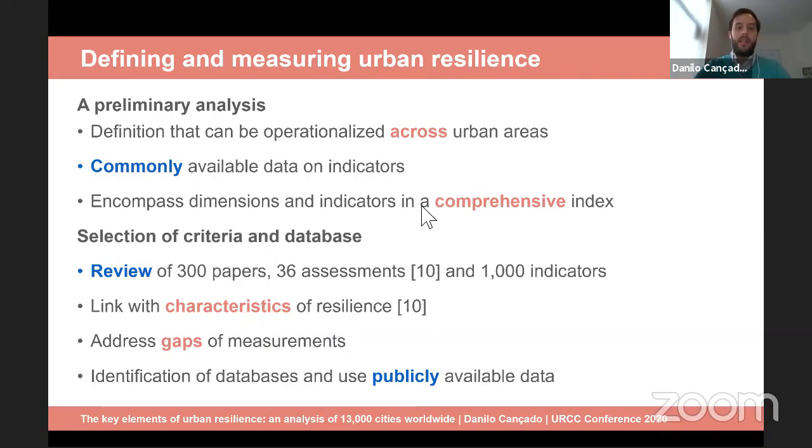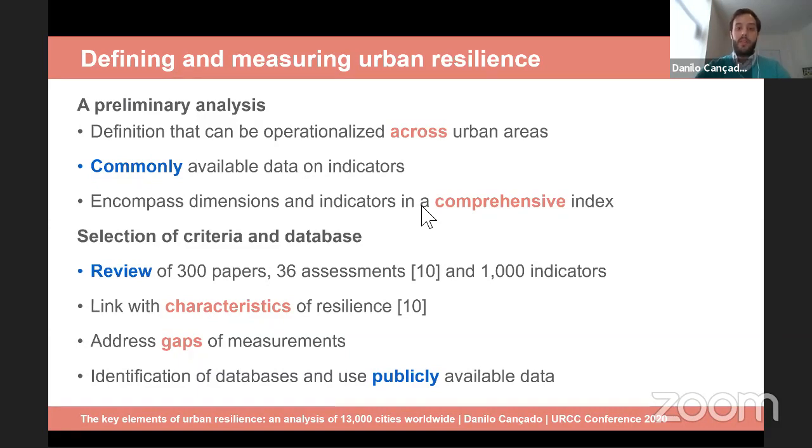This research can be described as a preliminary analysis to quantify a comprehensive measurement of urban resilience worldwide through a common set of indicators that are freely available for consultation. It included the review of over 300 papers and gathered about 1,000 indicators. Those indicators were then divided into the five dimensions of resilience considered, namely economic, environmental, institutional, physical, and social dimensions. Similar indicators were merged into those five dimensions, preserving the concept of each dimension. And this resulted in a final framework of 170 indicators. I will show you in the next slide.